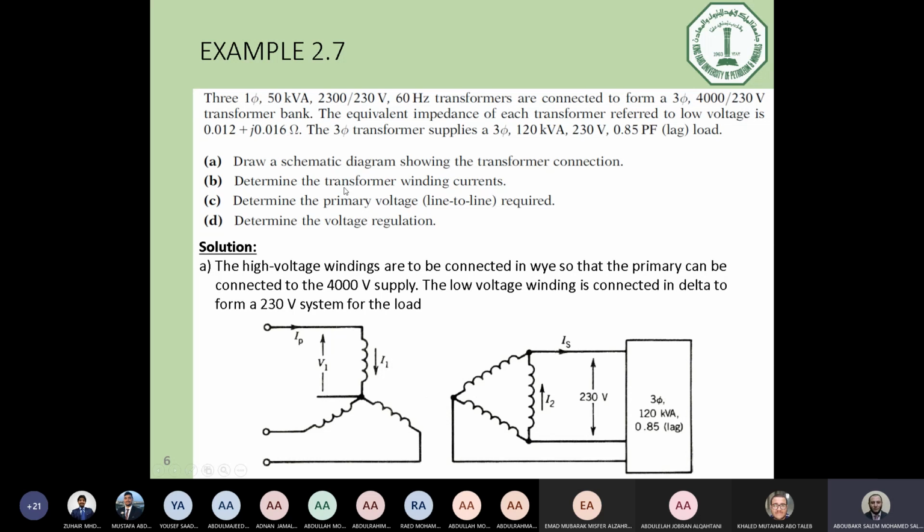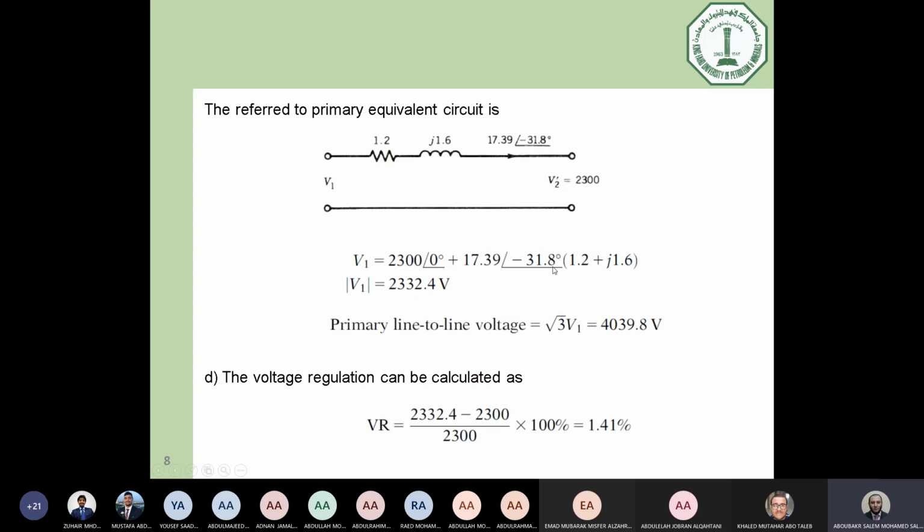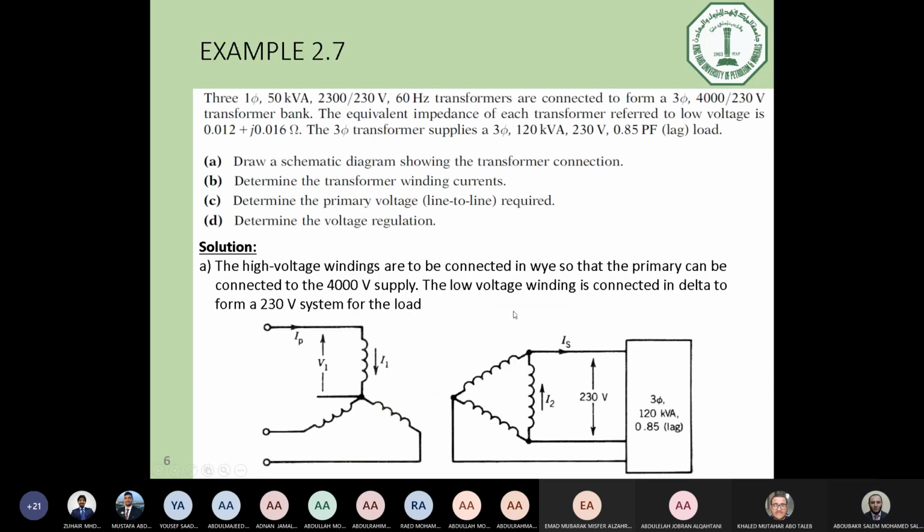It's just needed the value of currents. But if the line current is calculated, what will be the value of phase current now, Shabab? The line current divided by root 3. Exactly right. So I2 is the value of line current over square root of 3, which is here 173 ampere. This is the current of the phase.